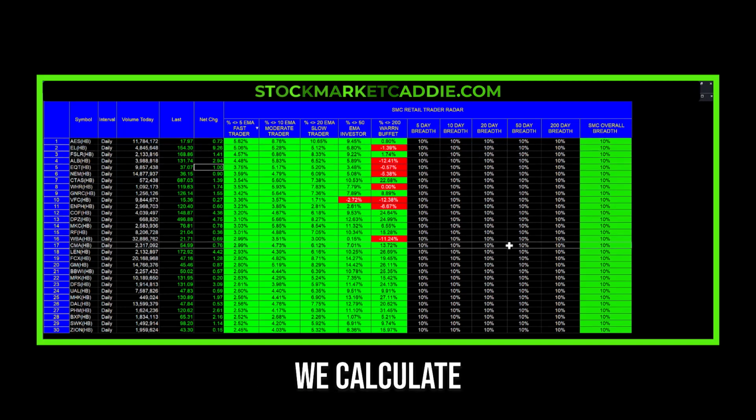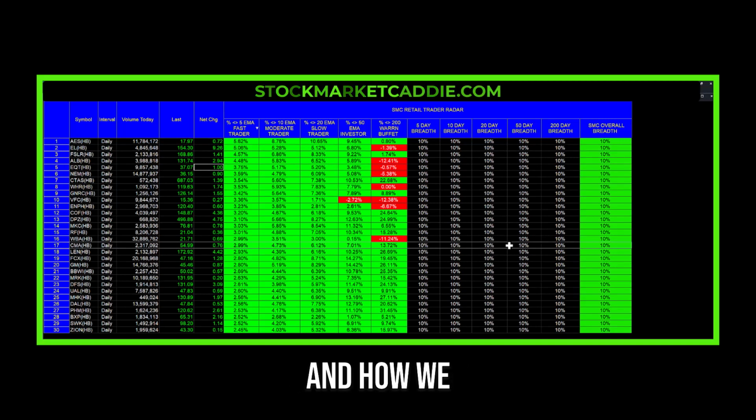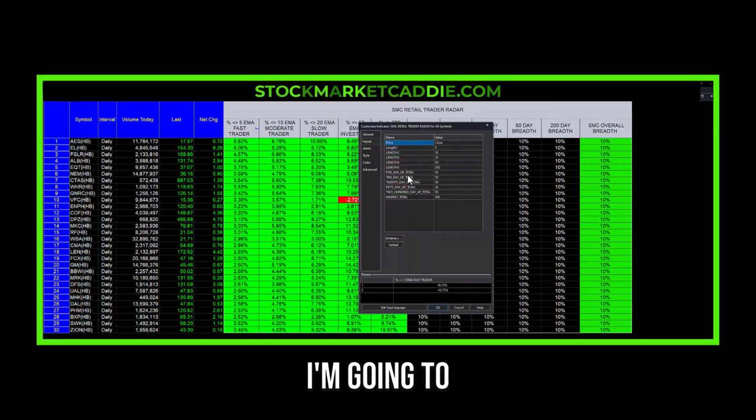This is how we calculate the overall breadth of the market and how we can keep a really good eye on the retail trader. Now watch what I'm going to do. I'm going to come in here and edit. I'm going to come to the 5-day, and it's currently set at 50. I put them all at 50.